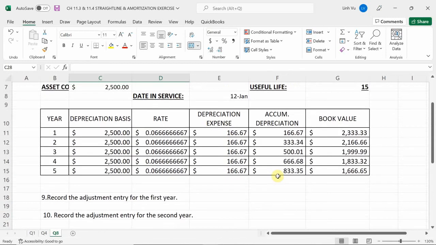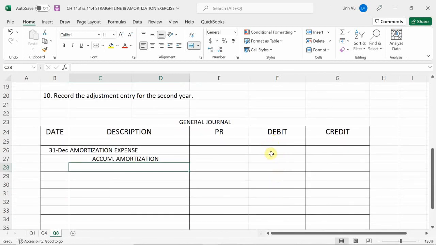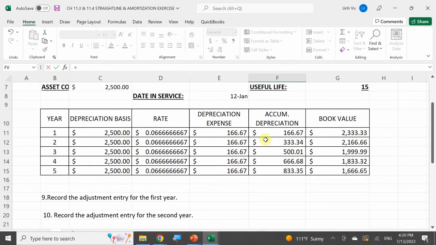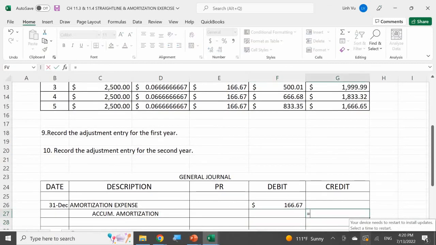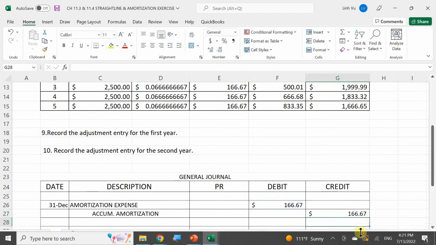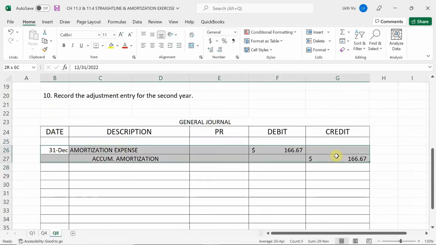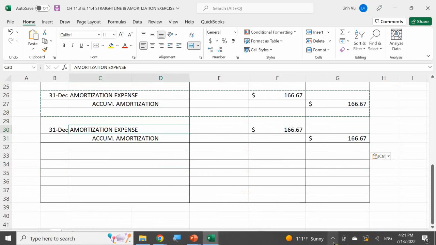So what am I going to be doing for the first year? How much am I debiting? 166.67. And then you're going to credit 166.67. Okay. So then number 10 is going to be the same exact thing because they're all the same numbers. Exactly, right? That means for the second year, you're going to amortize it for the same exact amount. Okay? All right. Good.